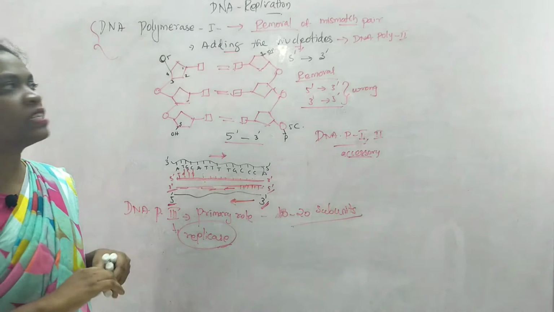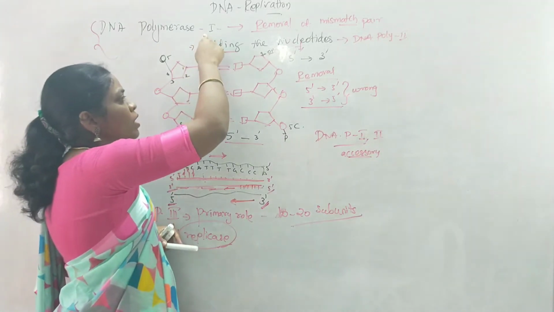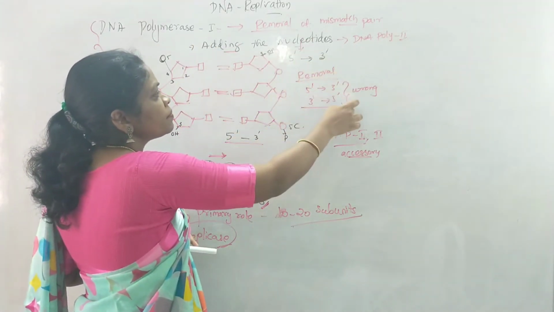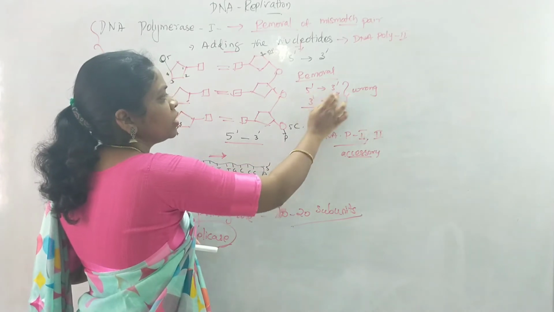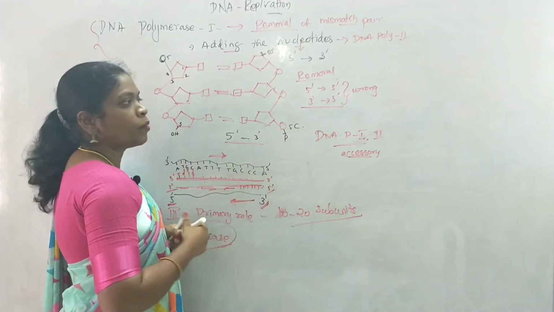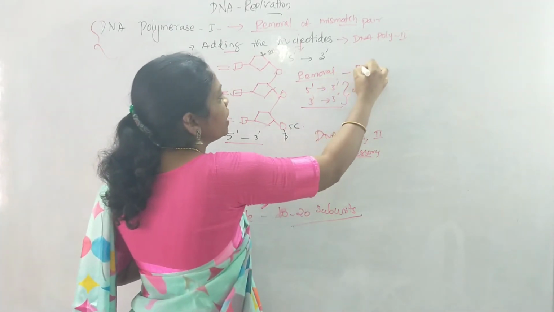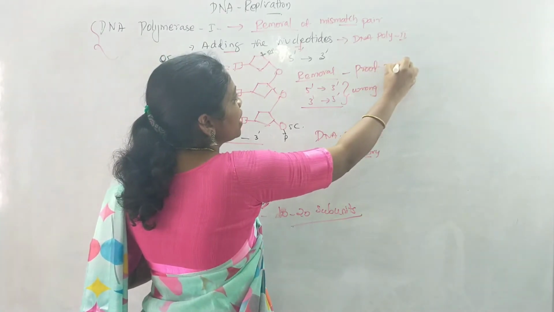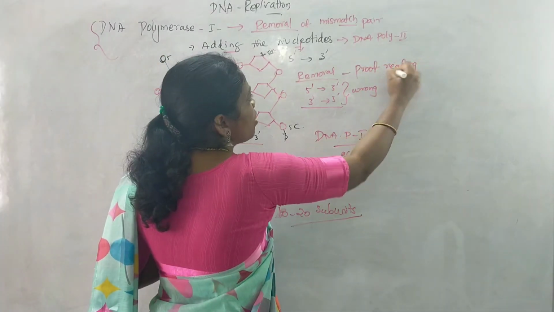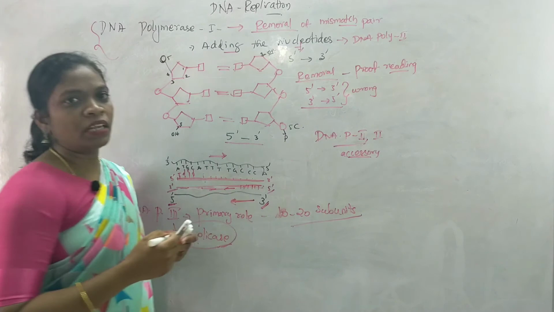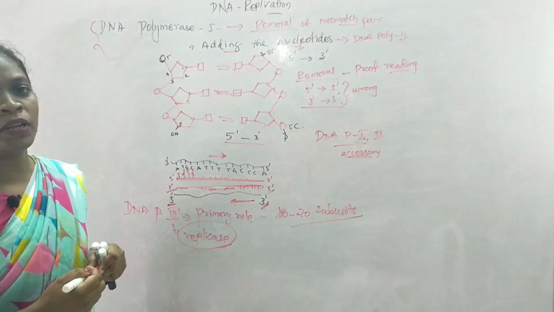Among these three enzymes, DNA polymerase 1 removes the mismatched pairs or wrong pairs in both directions. In both directions, they go for a process known as proofreading. They just check the strand for the mismatched pairs or the wrong pairs in the DNA. That is done by DNA polymerase 1.